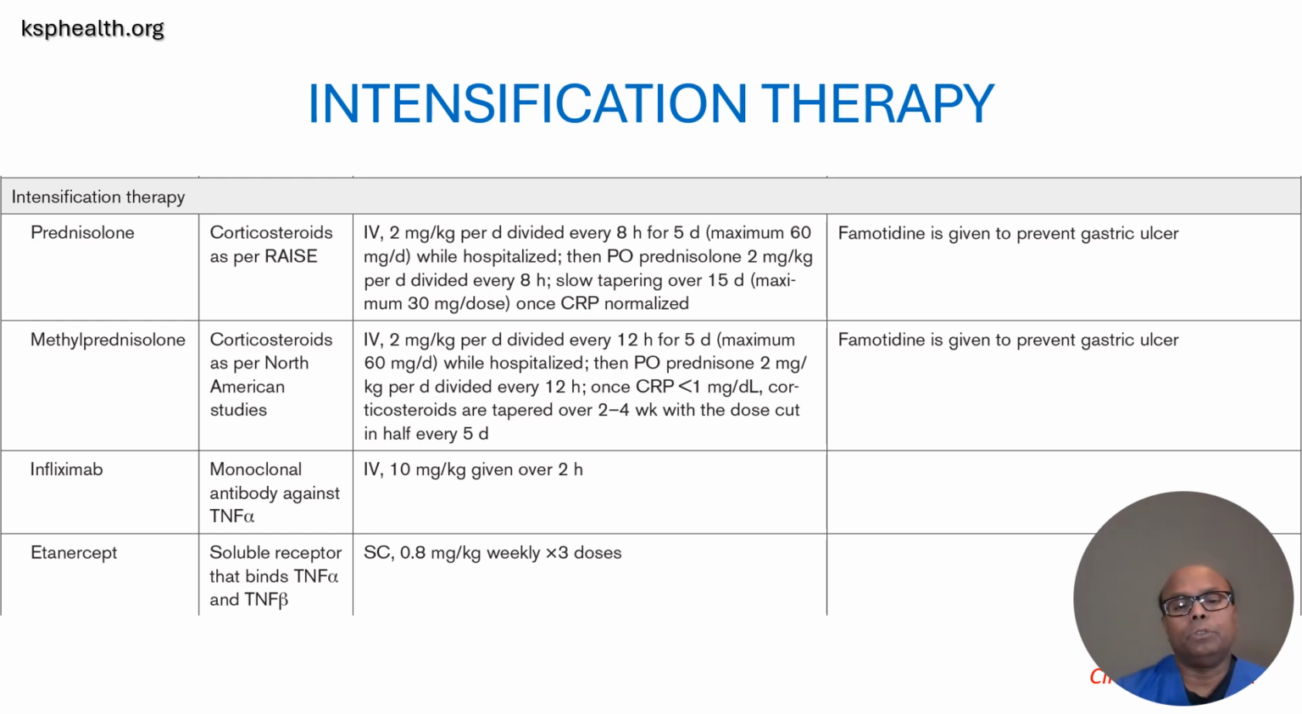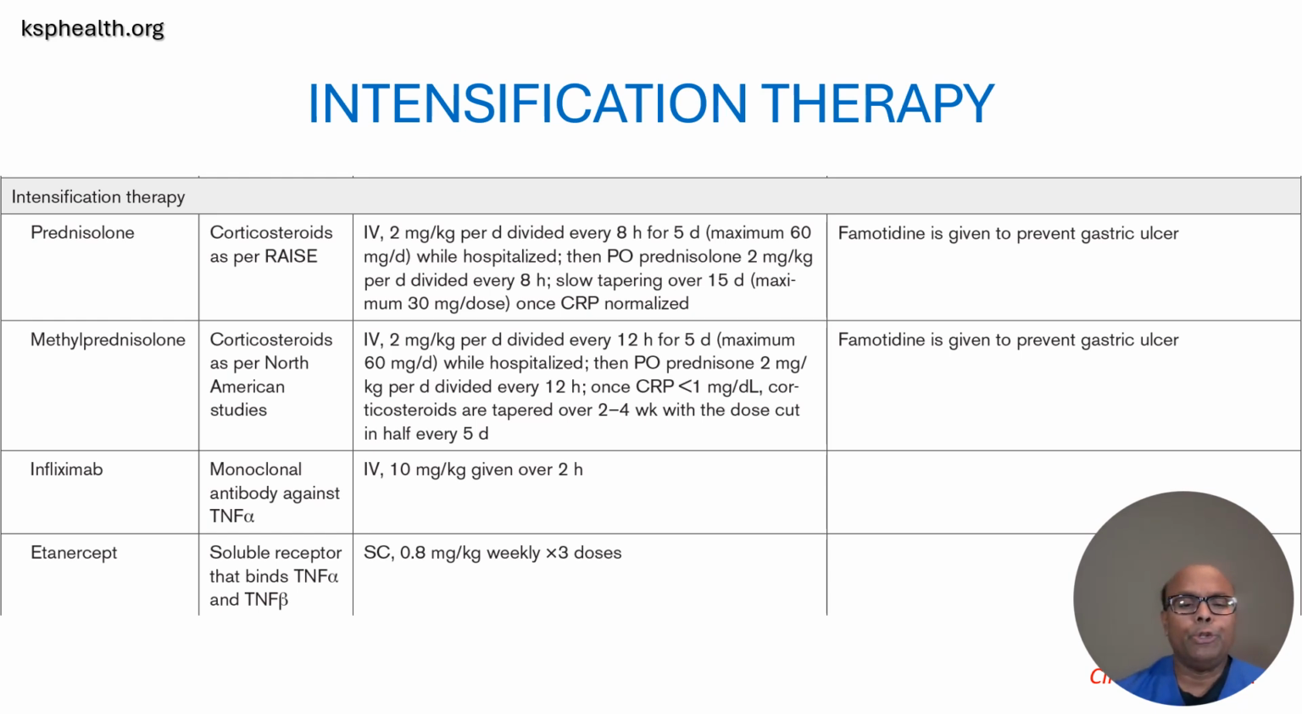The corticosteroid dose based on the RAISE trial: 2 mg per kg per day divided every 8 hours for 5 days or while hospitalized. Then pure prednisone 2 mg per kg divided every 8 hours, tapered slowly over 15 days once CRP is normalized. This patient needs to be given famotidine to prevent gastric ulcer.